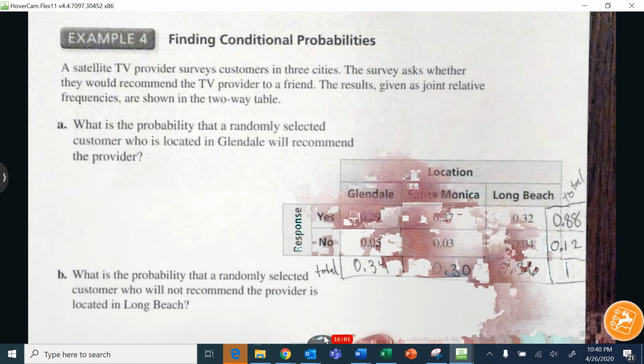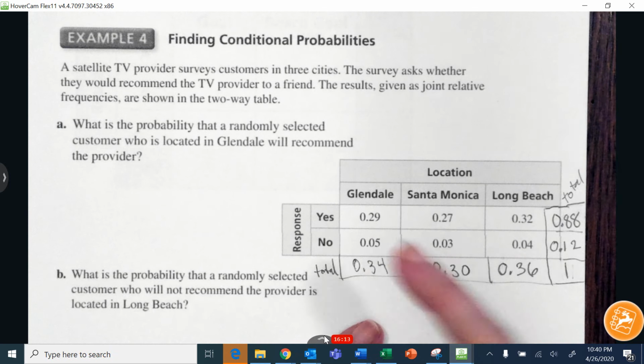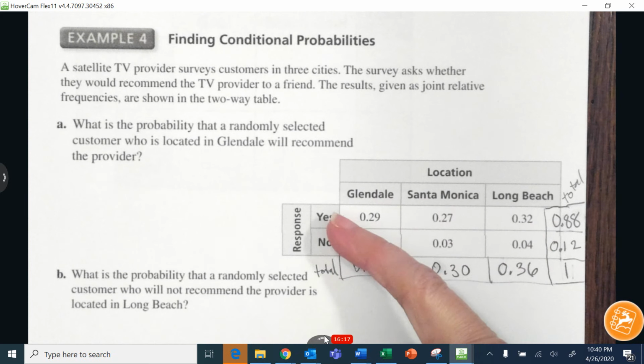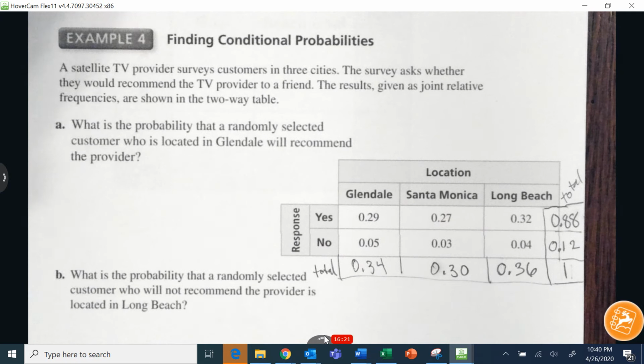A satellite TV provider surveys customers in 3 cities. The survey just asks whether they would recommend the TV provider to a friend. The results given as joint relative frequencies are shown in this two-way table. So these are the locations of where people live, and then their responses would be yes or no. So we have the joint relative frequencies shown in the table.